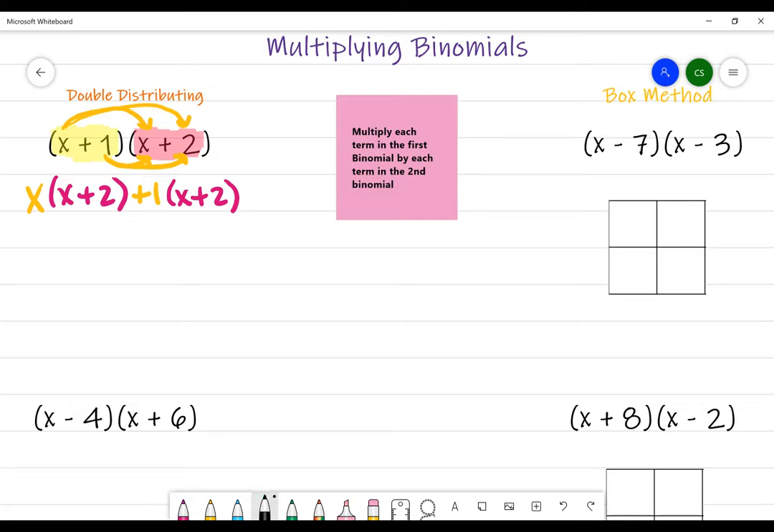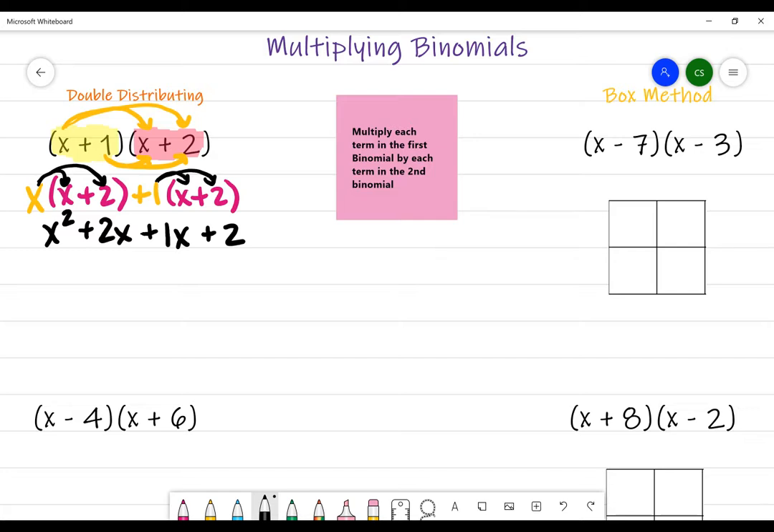Now, this looks like what we did yesterday, a monomial times a binomial. So x times x and x times 2. So x times x, remember, exponents tell me how many of the variables I have. So x times x, that means I have 2 of them. x times 2 gives me a positive 2x. Now keep moving. 1 times x and 1 times 2. Well, 1 times x gives me 1x, and 1 times 2 gives me a positive 2.